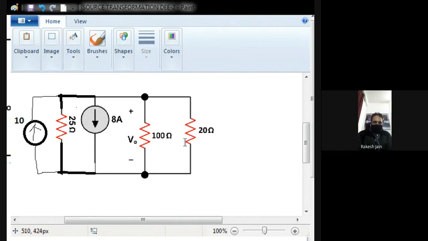So the resultant, which one is greater? 10 ampere is greater. So the resultant arrowhead will be at upper side with value 10 minus 8 is equal to 2 ampere. Okay, and then we will replace this 8 ampere source.